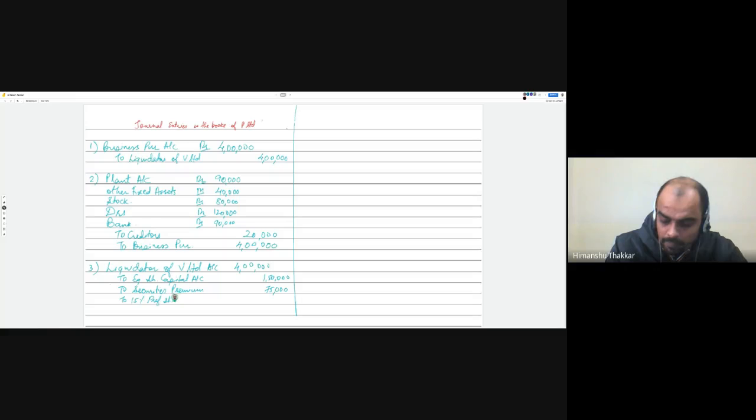You can again separate preference capital and its securities premium, and you can write it together. You can even separate the securities premium you are paying to preference shareholders. That can be done. The amount should tally with the debit balance and credit balance. So with this, we have completed the entries in the books of P Limited.